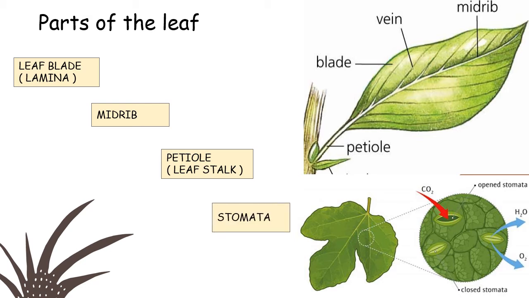Stomata. When seen through a microscope, you will see several tiny pores over the surface. These holes are called stomata. Stomata help the plant to take in carbon dioxide and give out oxygen during photosynthesis.